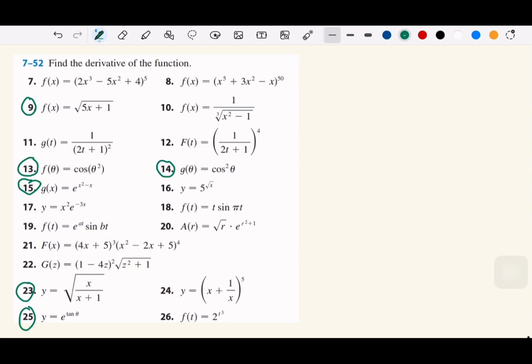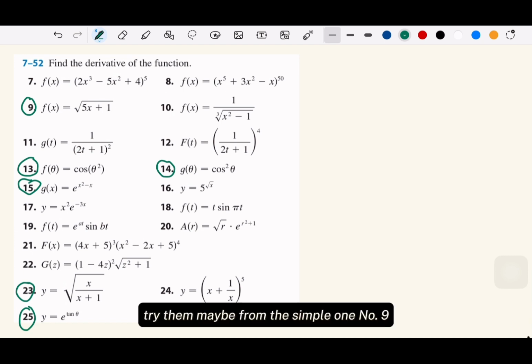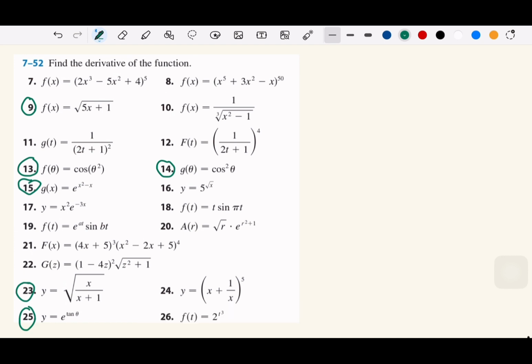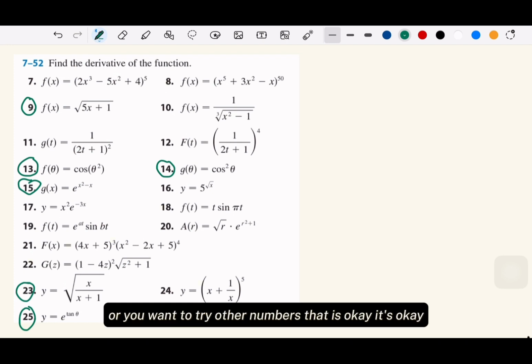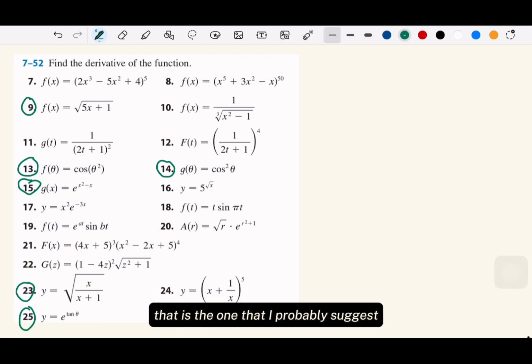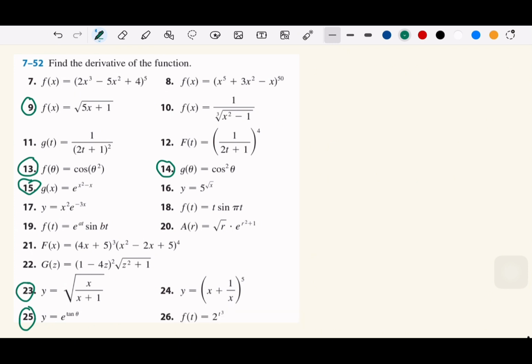You can try that first. Try it maybe from the simple one, number 9. Or if you want to try other numbers, it's okay. But it's the one that I would probably suggest you do.